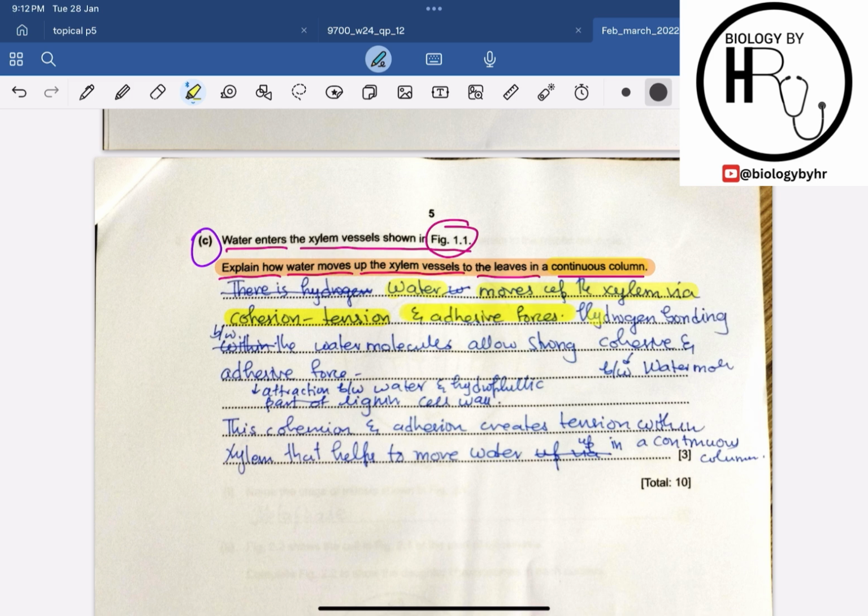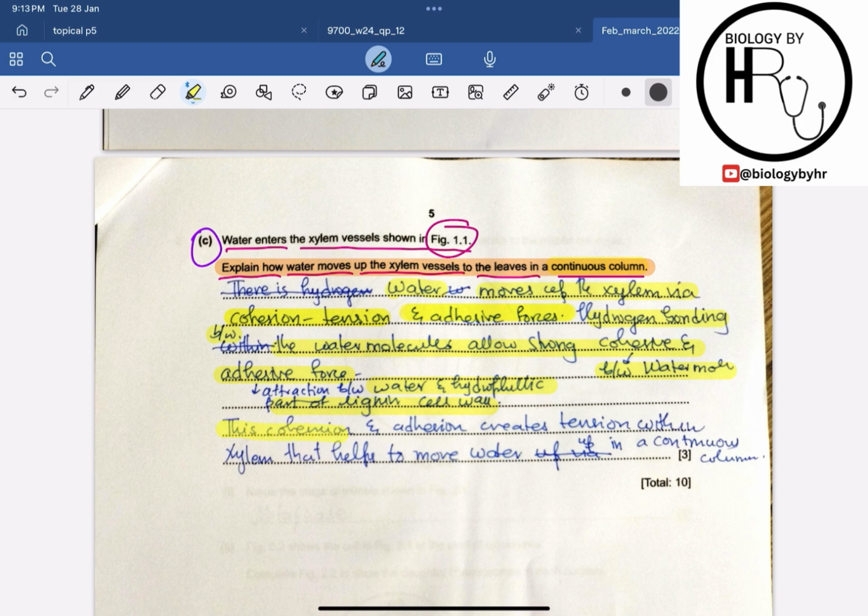So what happens that the hydrogen bonding between the water molecules allow the strong cohesive forces, right? Cohesive forces are basically between the two water molecules, right? And the adhesive forces are basically between the water molecule and the hydrophilic part of the lignin in the cell wall. We know that the cell wall of the xylem vessel is basically lignified, right? So adhesive forces of the water molecules are with the lignin of the cell wall, right? So water plus the lignin of the cell wall makes up the adhesive forces for the transport of the water up the xylem in a continuous stream.